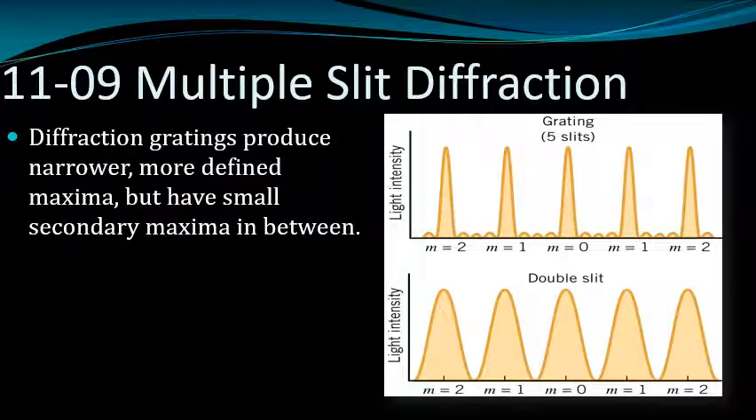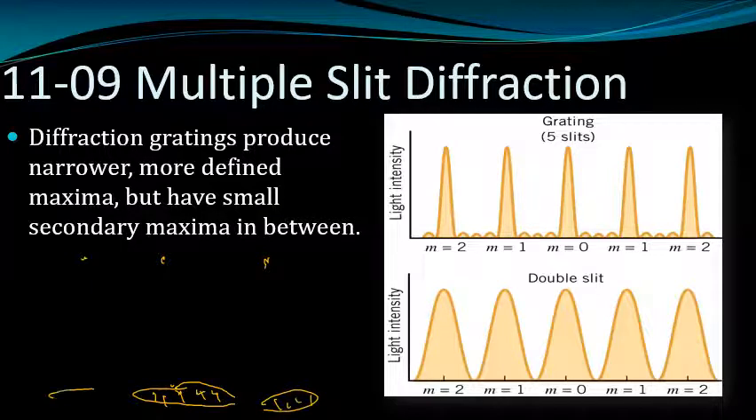Now, diffraction gratings produce narrower, more defined maxima, but a small secondary maxima between. So with the diffraction grating, you end up with a point and a point and a point. Whereas the double slit, you had a point, point, point, kind of went, and then it went like that with little bright spots. So it's different. For the diffraction grating, you have just very distinct points. Double slit, you have these wide bands.